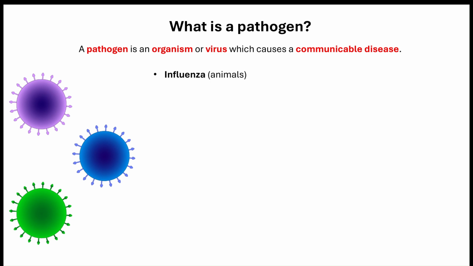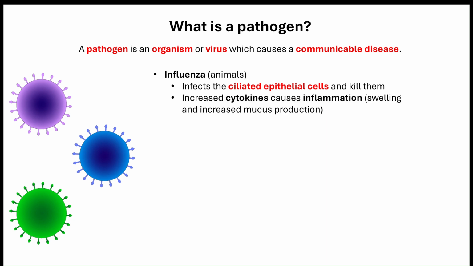Now, another one you need to know about is the influenza. So the influenza obviously is one that affects animals. Now, it affects the ciliated epithelial cells and it kills them. So this is where they could apply this to your exchange surfaces topic area. Do you know the role of ciliated epithelial cells? So if the influenza virus affects the ciliated epithelial cells, that therefore is going to stop the ability of clearing out any of the trapped pathogens that have got into our airways.